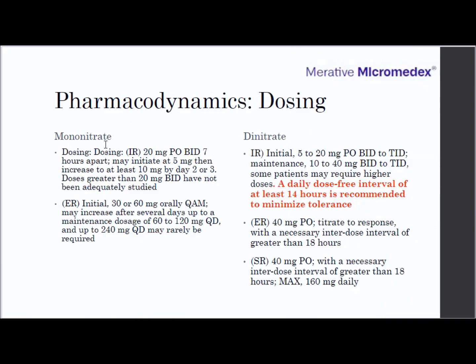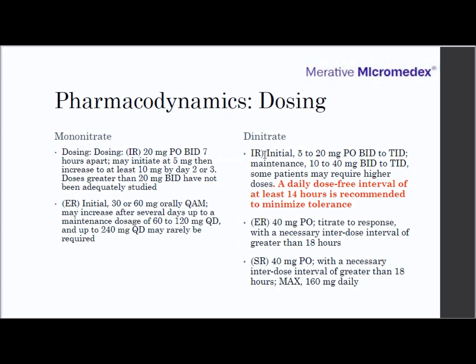Looking at the dosing, for mononitrate you're going to start at a 20 milligram dose 2 times a day, 7 hours apart. You may initiate at 5 milligrams a day and titrate up towards 10 after 2 or 3 days, if you're worried they're frail or may have an issue tolerating it. Doses greater than 20 milligrams twice a day have not been adequately studied, so hopefully not something you're seeing too often in your practice. The extended release, you would start with a dose between 30 and 60 milligrams every morning and titrate up based on response, maximum dose of 240.